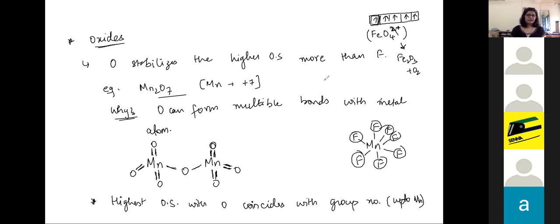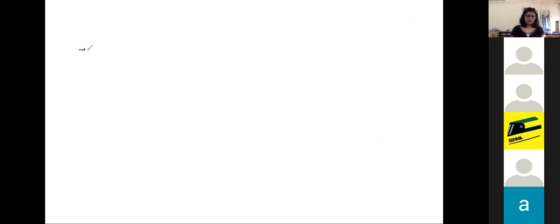Another fun fact: in the 3d series, manganese has the highest oxidation state of +7, but in the whole periodic table, osmium is the one that shows the highest oxidation state of +8. Apart from this, D block elements are also capable of showing or forming oxocations.